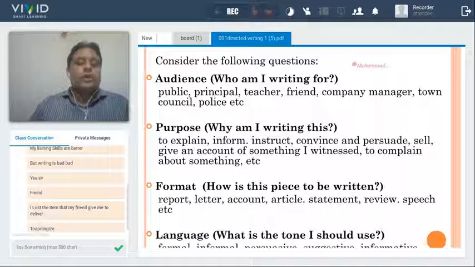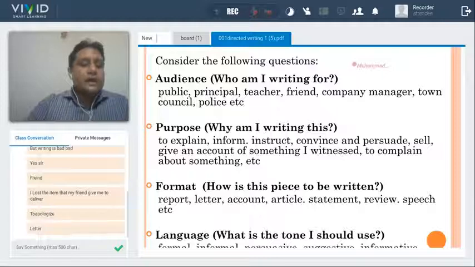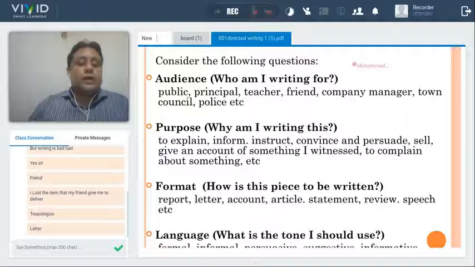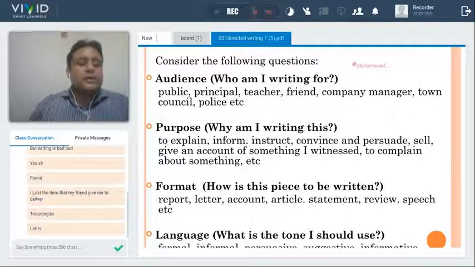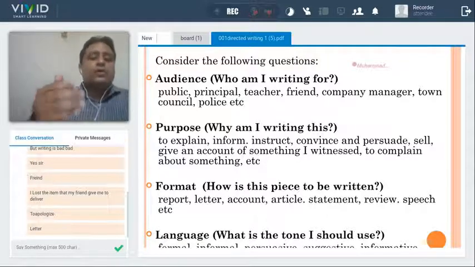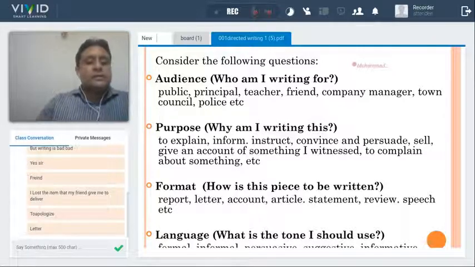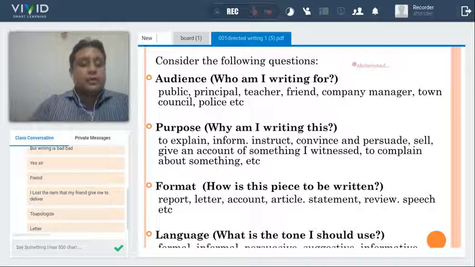So something that relates to the format has been finalized. The question asks us to write a letter. So that is the format. Format means how the text is to be written. The situation or the authority can ask us to write a report, a letter, an account, article, statement, review. There could be any of the given text types. So in this particular sample question, we need to write a letter. So letter is the format.